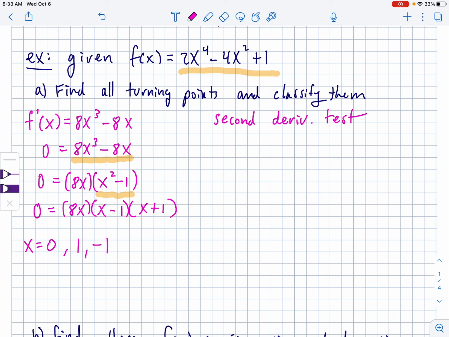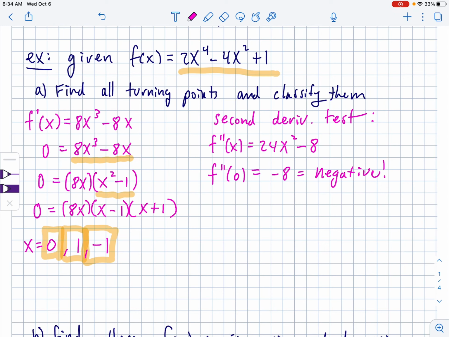So we're going to use the second derivative test. I realize in previous videos we set up a slope zone test, and then we picked numbers and put them into the derivative to figure out if it was going uphill or downhill. But now that we have the second derivative, you can just plug those numbers into the second derivative. So first up, the second derivative would be 24x squared minus 8. That's just the derivative of the first derivative. And then we're going to plug in these three numbers: 0, positive 1, negative 1.